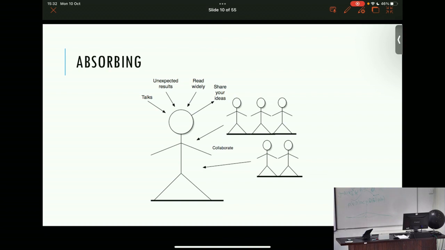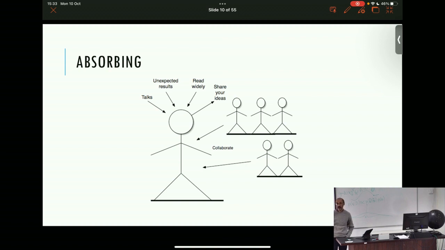Most likely through other people. So share your ideas freely, collaborate with people, and absorb them into your research. Another great thing is if you have a good idea, other people steal it, or even better, collaborate with you on it. That means you increase your capacity to do research on your idea.